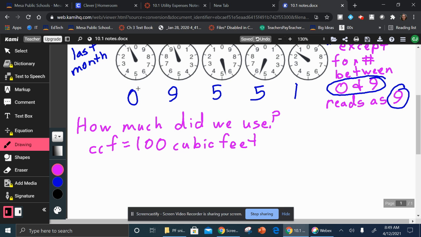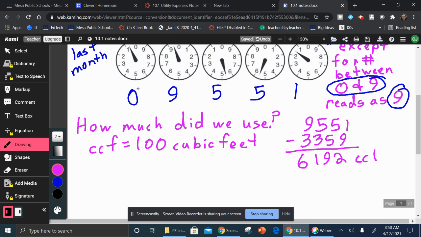Okay, so we have where it reads, everybody, this was actually our water usage reading. Sorry, I was thinking electricity, but this is our water usage readings, 3,359. So then how much did we use? We used 6,192 cubic feet.